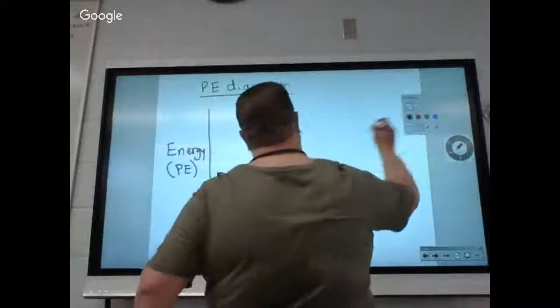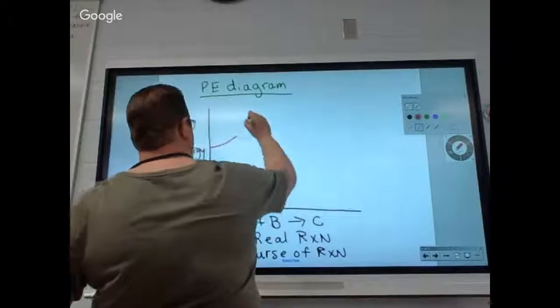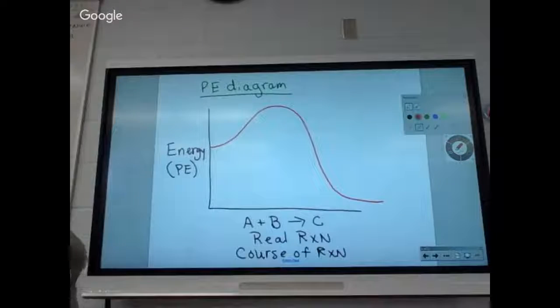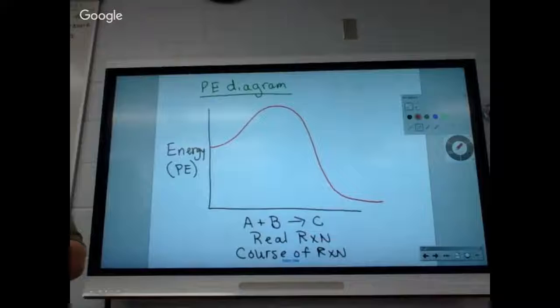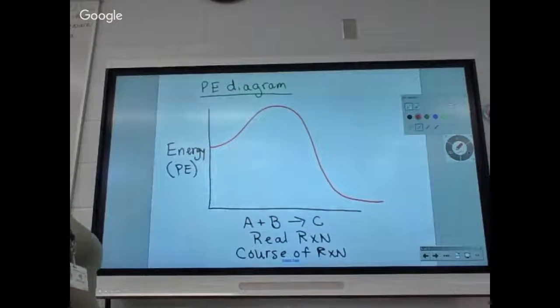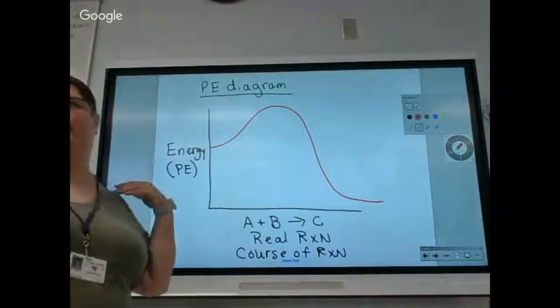Now, I've done this a long time. The potential energy diagram is always going to be a graph that has a big hill in it. Now, because this reaction is always on the x-axis, and you always start with a reaction down here. What's always on the left side of the reaction?